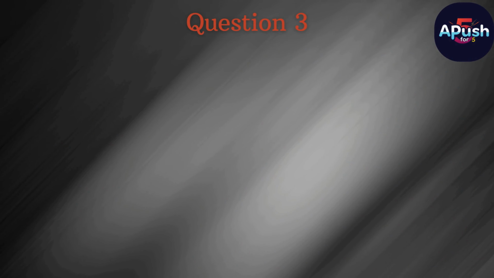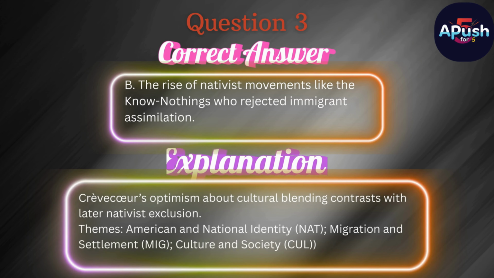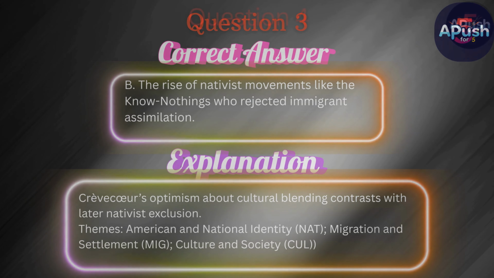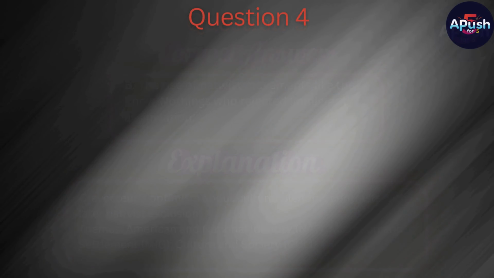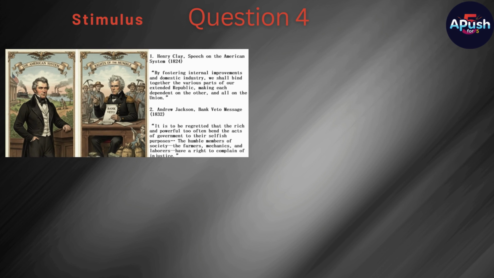The correct answer is B. The rise of nativist movements like the Know-Nothings who rejected immigrant assimilation. Crèvecoeur's optimism about cultural blending contrasts with later nativist exclusion. Question 4. Stimulus covering questions 4 through 6.